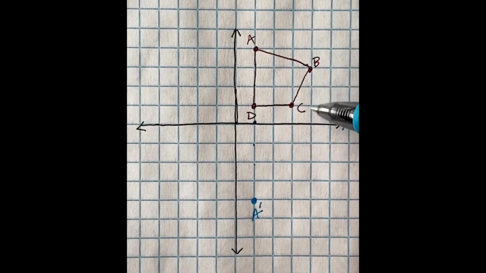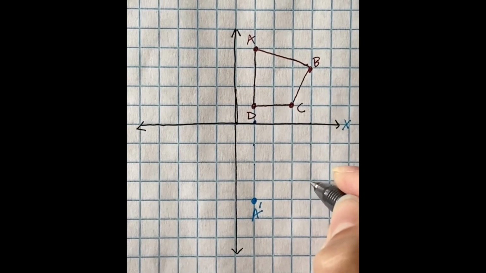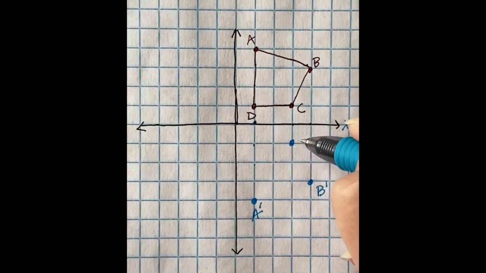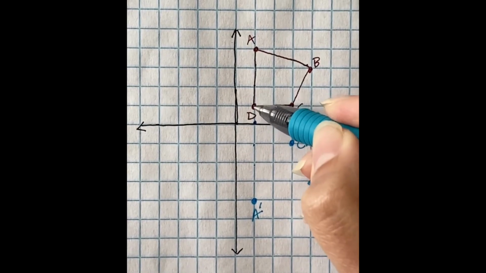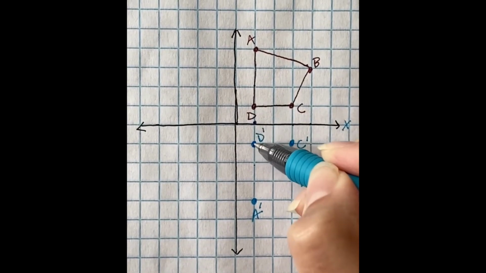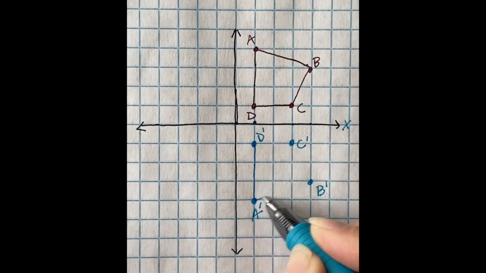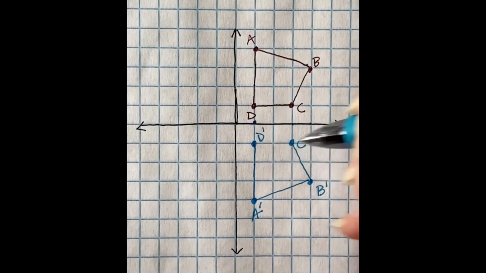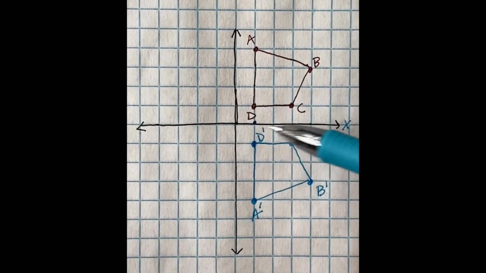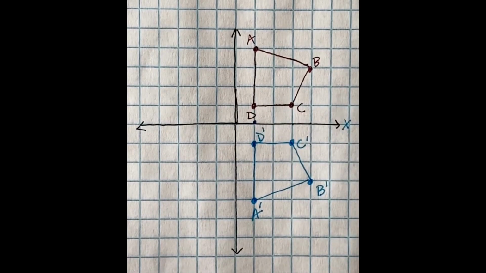B is 1, 2, 3 away, so B prime must be 1, 2, 3 away. C is just 1 away from the x-axis, so C prime is also 1 away. And D is 1 away, so D prime must also be 1 away. If I connect my dots for my new image, I see that they are the same size and the same shape, and they would match up exactly if I were to fold this paper right on the x-axis.